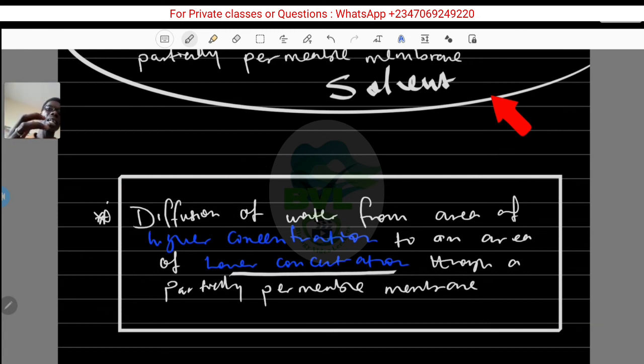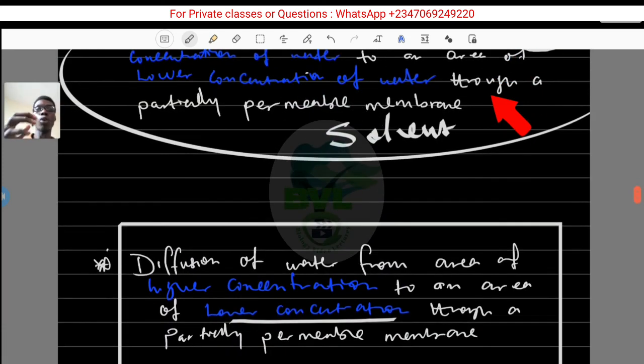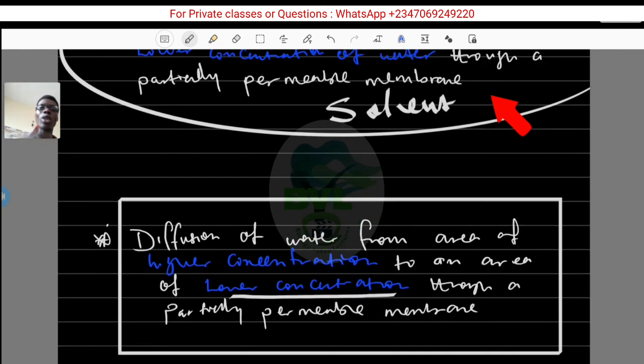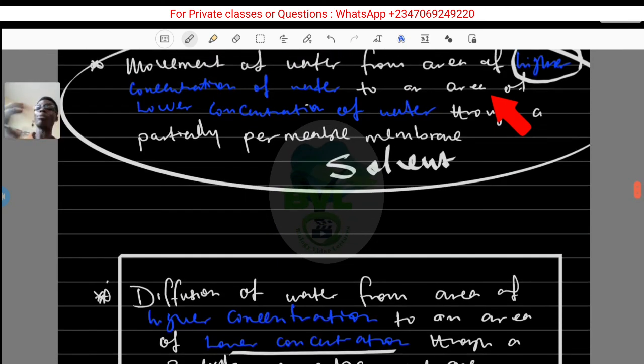So these are the three definitions of osmosis. Really, you must remember that you are moving water from where it is small. You can say movement of water from area of lower concentration of solutes to area of higher concentration of solutes. But just saying higher concentration already means you have more solutes. Saying lower concentration already means you have fewer solutes, so to say.